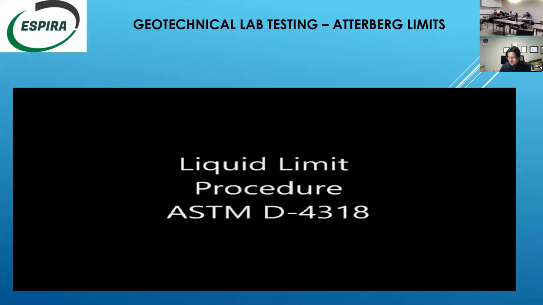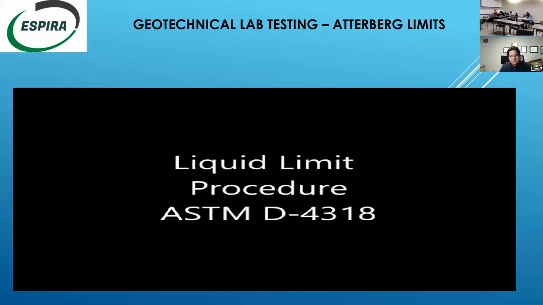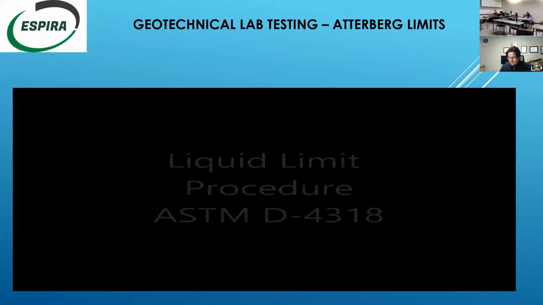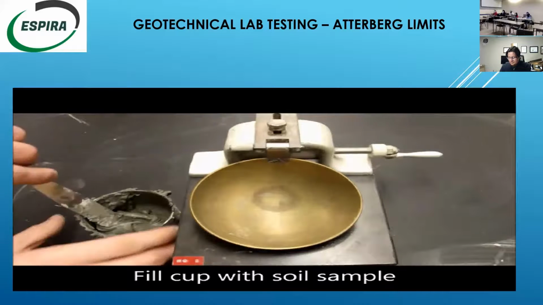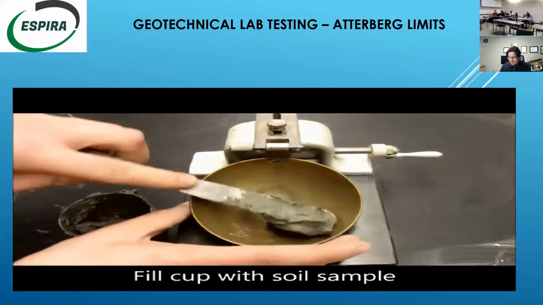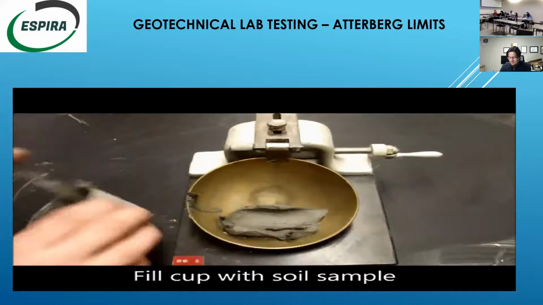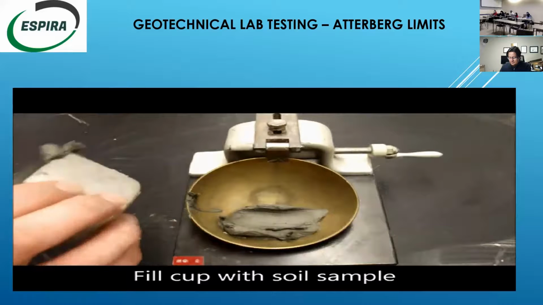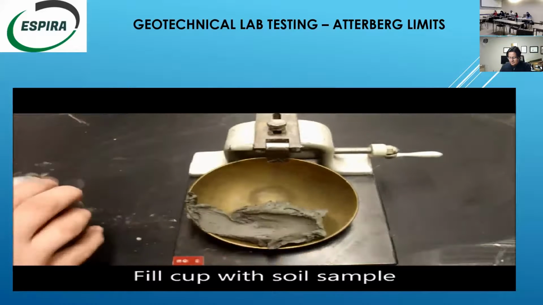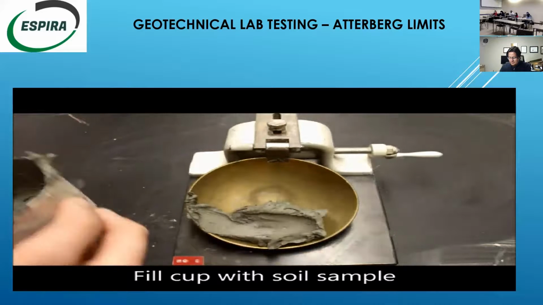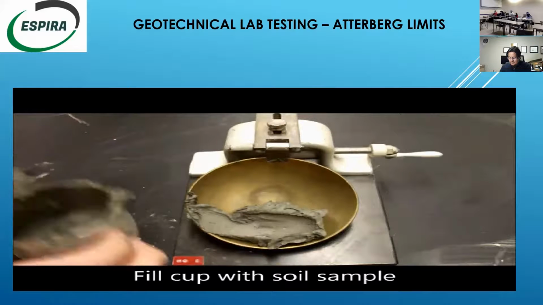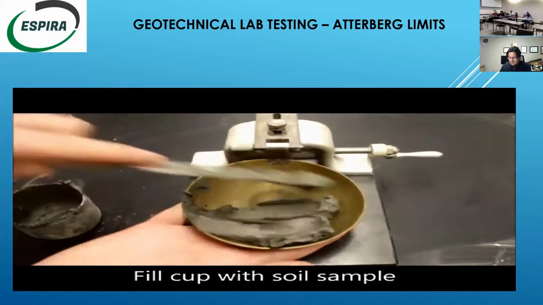Determining the liquid limit of a soil has not changed since 1925. The test described here was created by Arthur Casagrande. Along with the soil to be tested, this test requires a brass cup apparatus with a crank that lifts the cup 1 centimeter and drops it repeatedly. This test also requires a grooving tool.